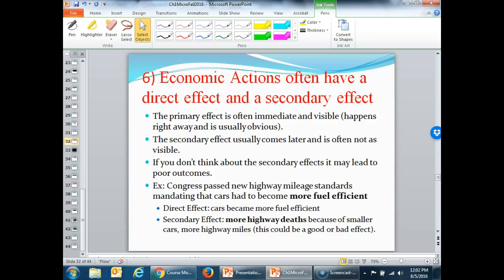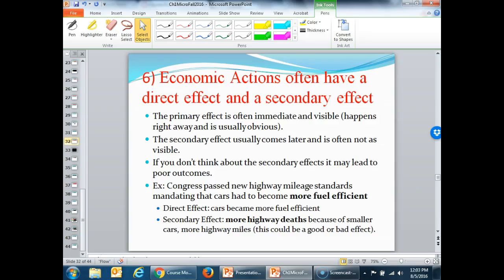An example: Congress passed new highway mileage standards mandating that cars had to become more fuel efficient. Well, that's great. Fuel efficiency is wonderful, and we've continually done this from the 1960s, and voila, our cars are way more fuel efficient as a result of these regulations. But the secondary effect that happens is that when you make cars more fuel efficient, you make them smaller and lighter, and you get a lot more highway deaths.